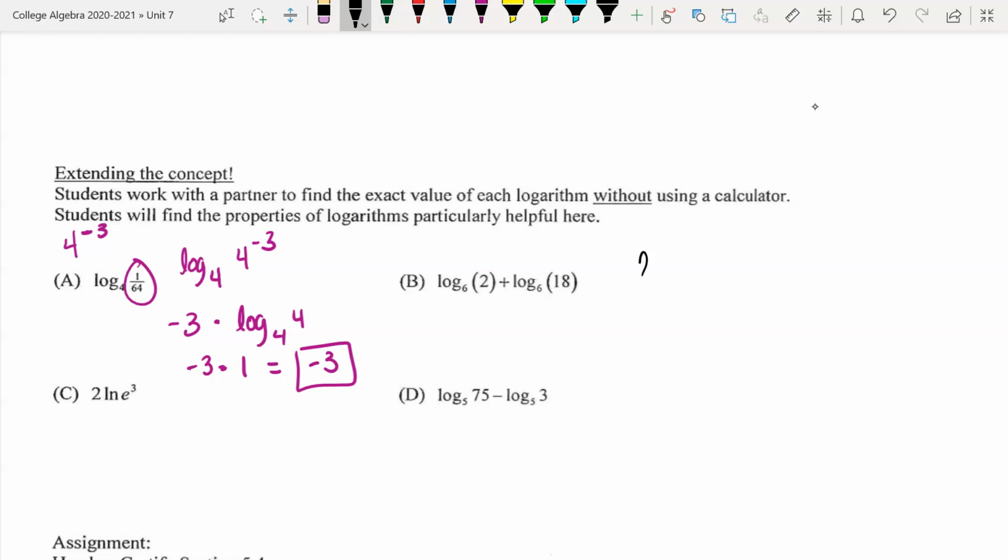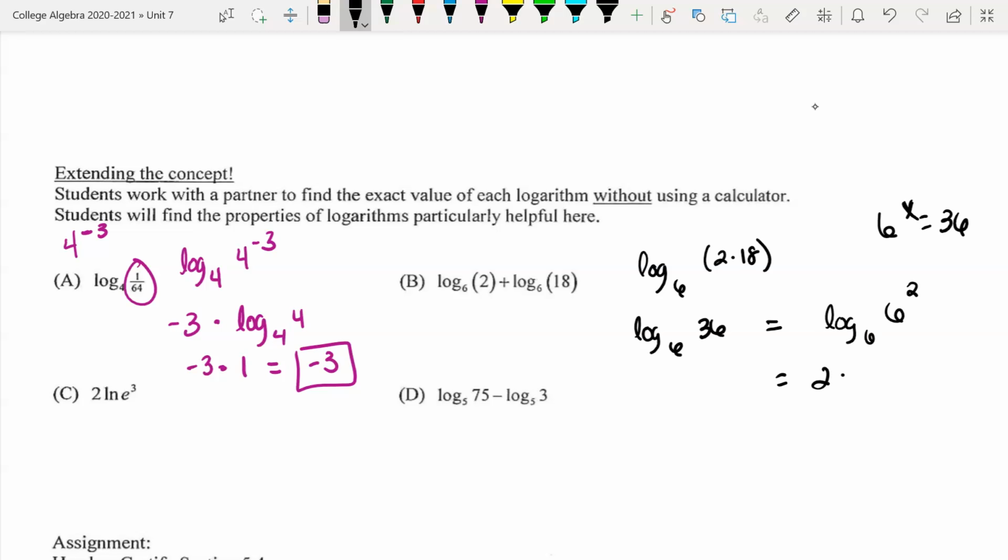The next one, it's log base 6 of 2 times 18, right? We can multiply, so it's log base 6 of 36. So I gotta think 6 to the what power gives me 36? Well, that would be 2. So that would be log base 6 of 6 to the 2nd, which would be 2 times log base 6 of 6, which is like saying 2 times 1, which is 2.